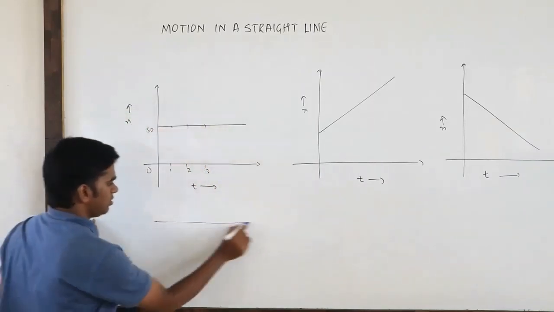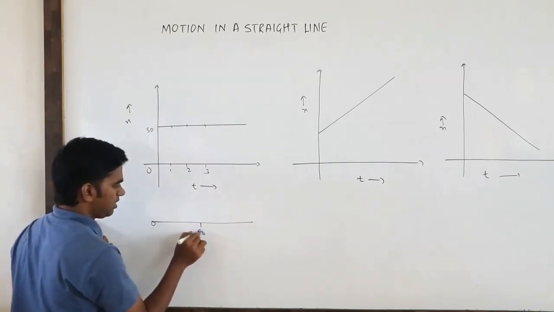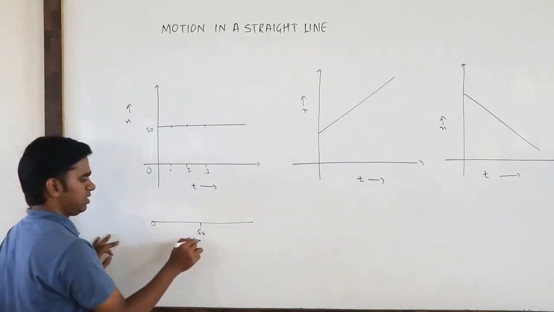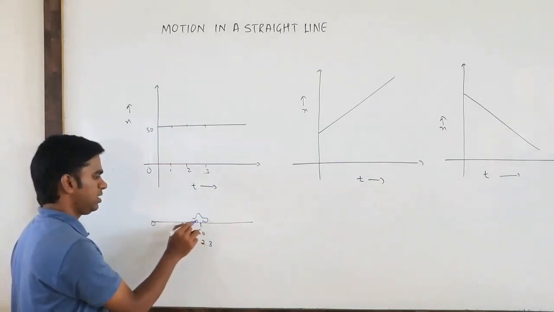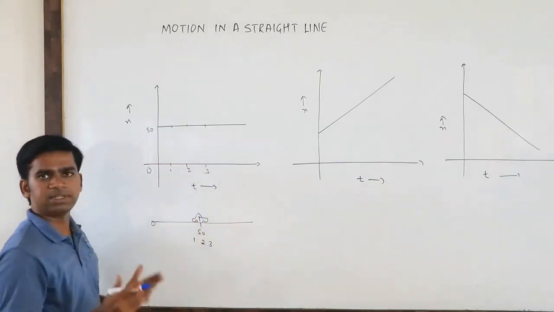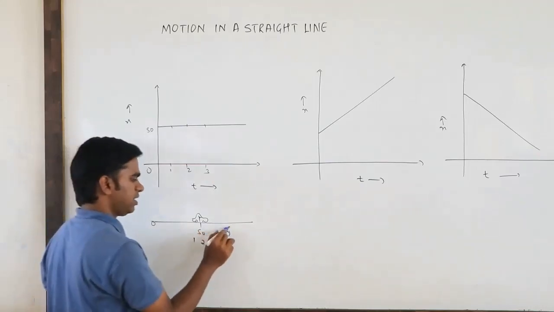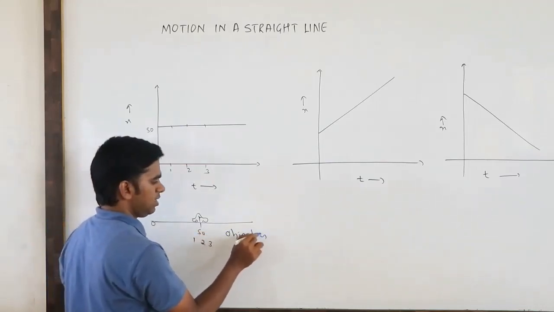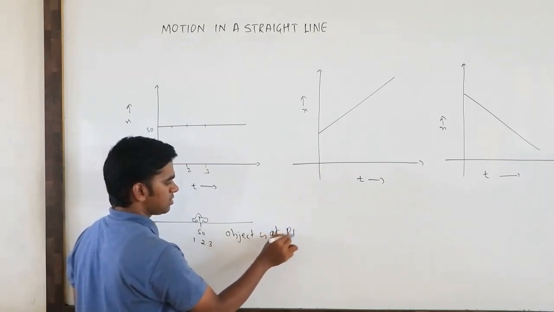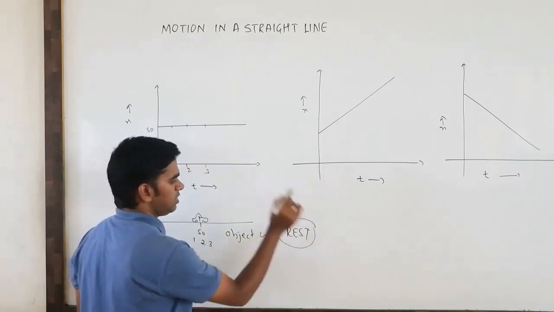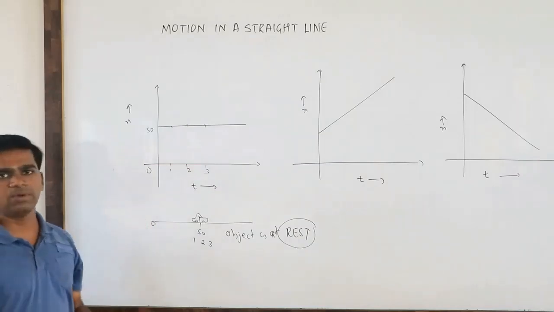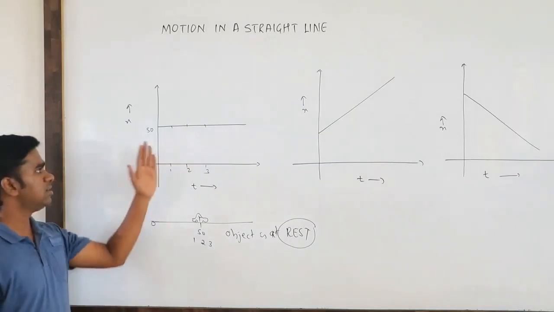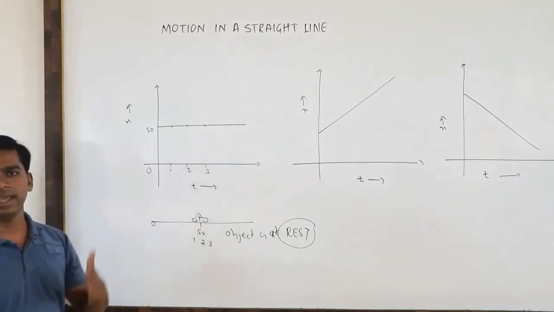That means the object is at 50 from the origin. When time is 1 second, 2 seconds, 3 seconds, the object is there only. The object is not moving. That means the object is at rest. So from this position-time graph, we came to know that this object is at rest.